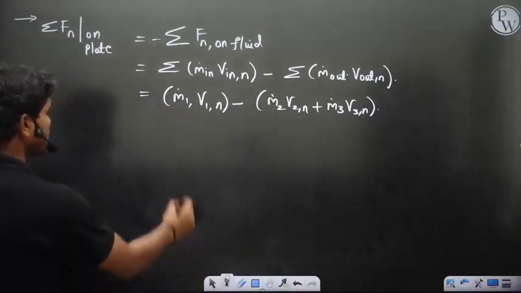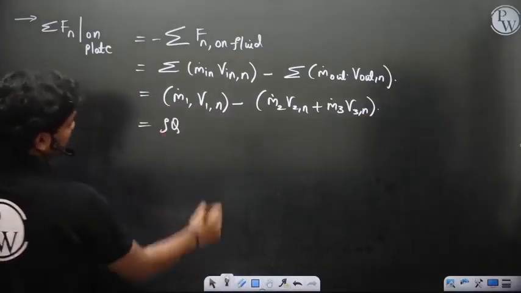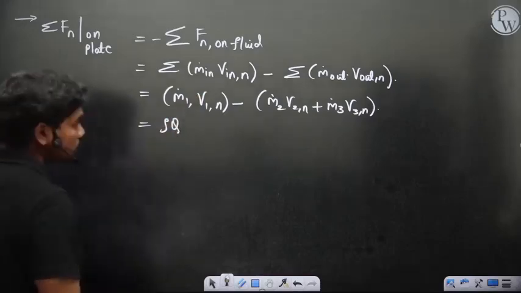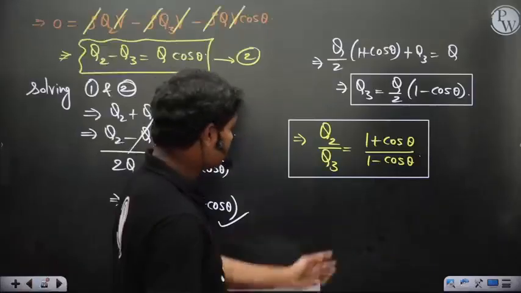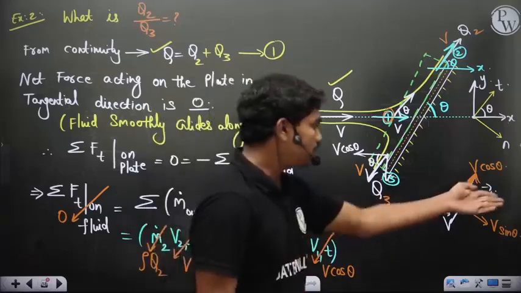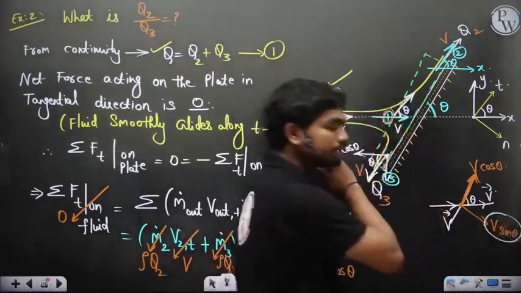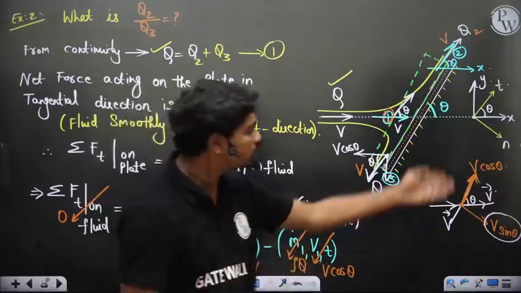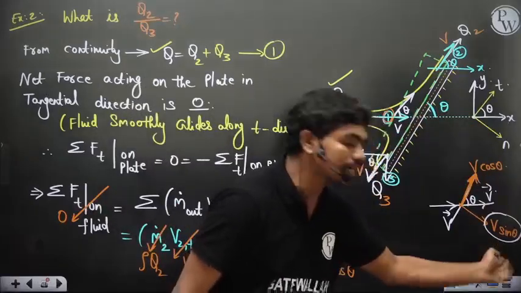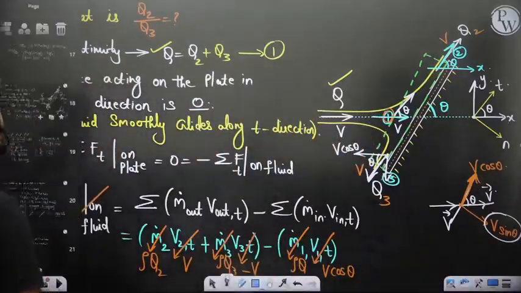So let's see, m dot 1 is rho Q into V1 in the normal direction. Look, obviously we have done something here. So this is V, and in the normal direction n, it is V sin theta. So this is the normal direction velocity component at the inlet, because this is the normal direction. This is also exactly the same direction, so V sin theta. So let's see.